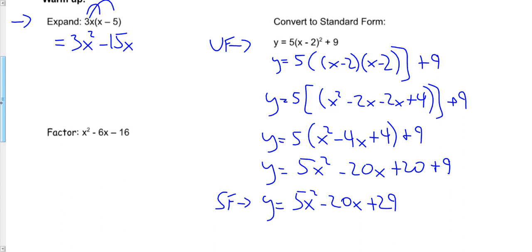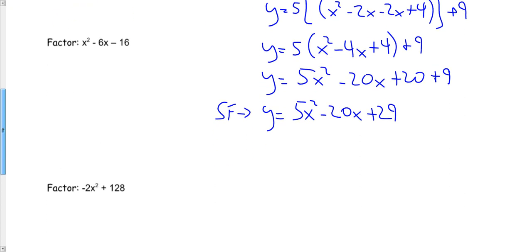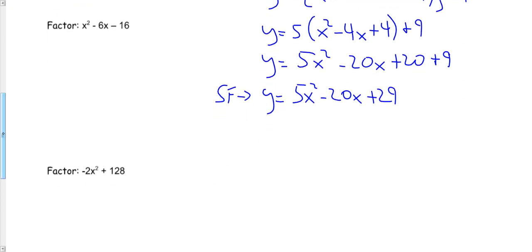So next we'll take a look at factoring, and we've got 2 questions to factor here. The first one, I'll just quickly put a little line over here so that we don't get confused there. So I've got x squared minus 6x plus 16.